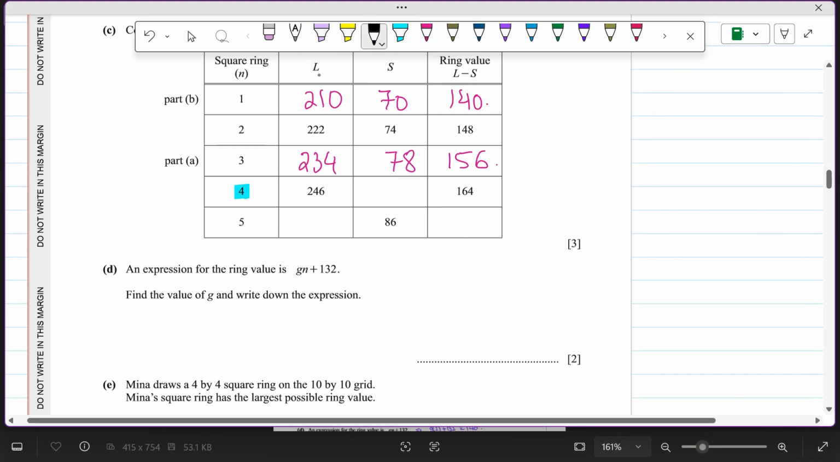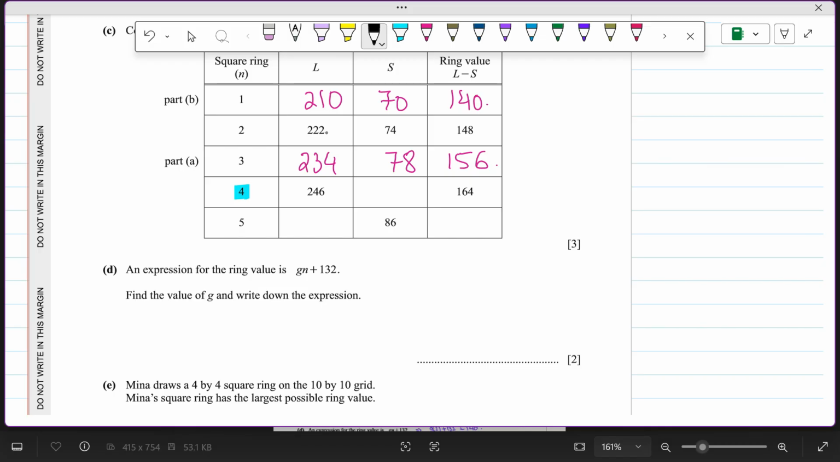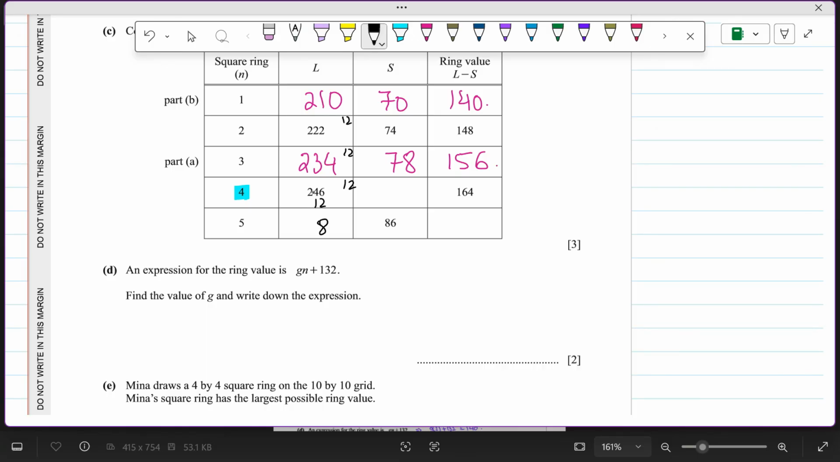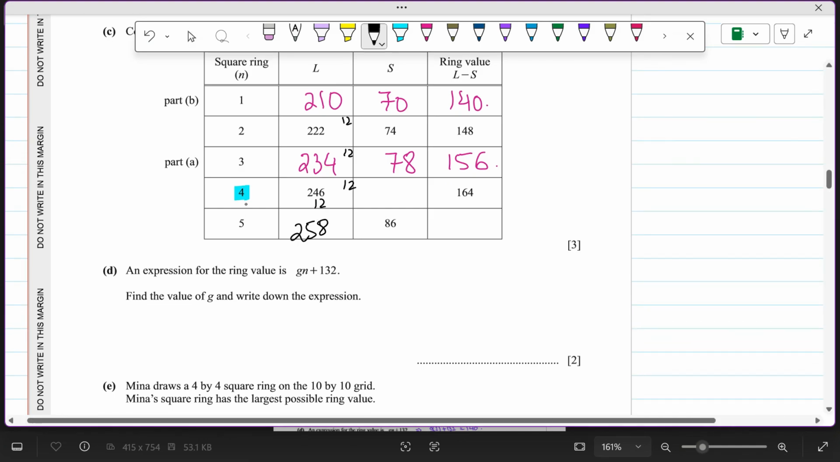For example, if you see the pattern in L with respect to N, when N increases from 1 to 2, 2 to 3, 3 to 4, L increases from 210 to 222, a difference of 12. From 222 to 234, difference is 12. 234 to 246, difference is 12. So when we add 12 to 246, we get 258. So the L value with N equal to 5 is 258.